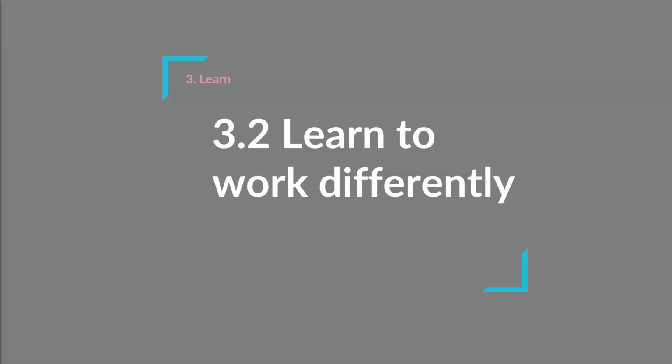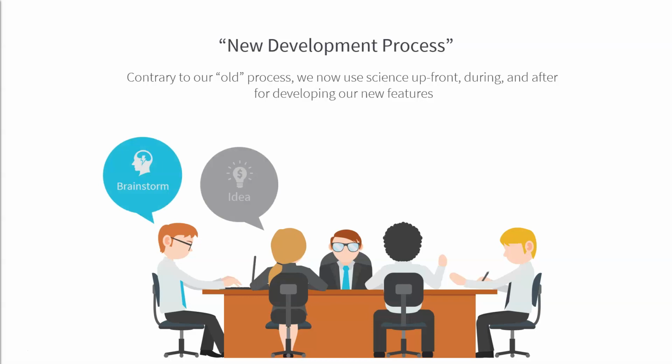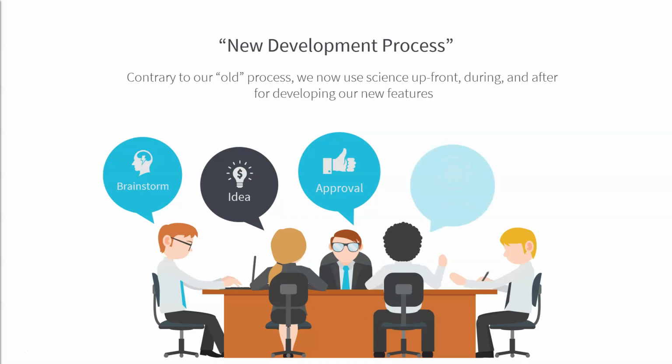So one of the things we need to do is learn how to work differently. So let's go back to our new development process map as we had before. We brainstorm, we have an idea, but now we go through and we set our testing constraints. We figure out how our experiment needs to be designed, what the sample size requirements are, what the variations look like, and we all get approval with basically an analytics group that we're going to build something that's going to be a good test.